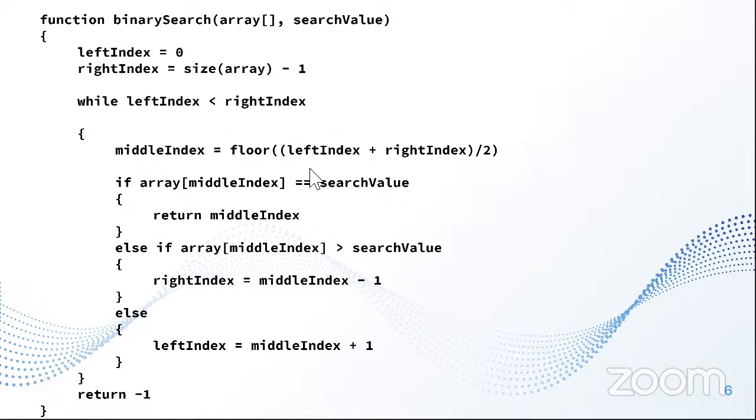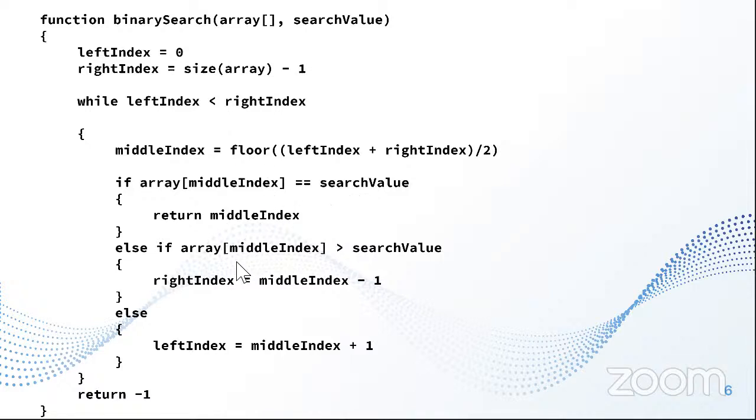So as long as your left index is in range, you calculate the floor value again. And that's not equal to, by the way, sorry about this mistake over here. So you keep checking if the middle index is actually equal to the search value. If it is, you return the middle index.